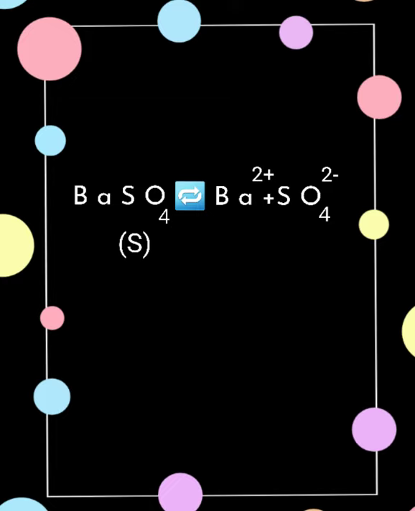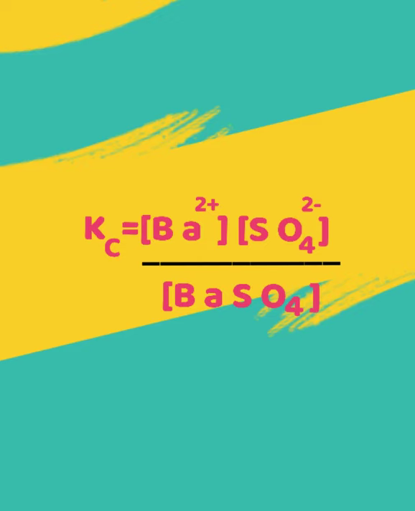Now, consider a salt like barium sulfate which is in contact with its saturated aqueous solution. The equilibrium between the undissolved solid and the ions in the saturated solution can be represented by the given equation. The equilibrium constant is then shown by the following equation.